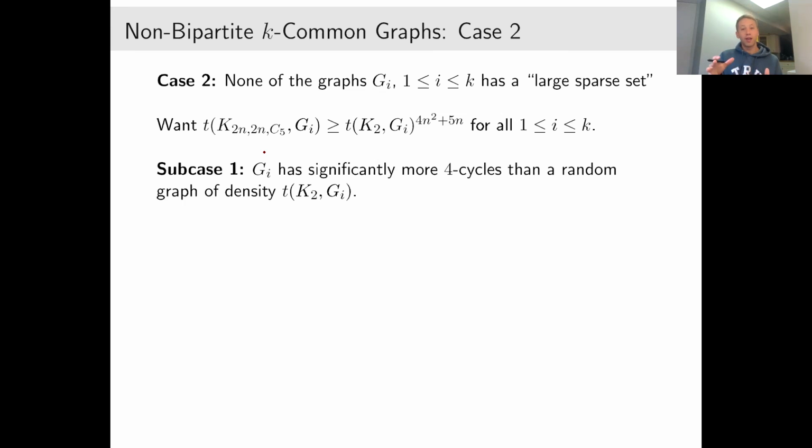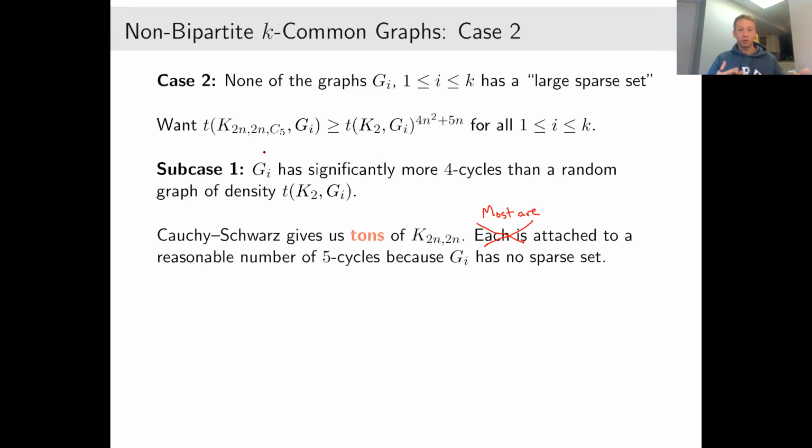So if you have a large number of 4-cycles, just using a simple Cauchy-Schwarz argument, you can get a lot of copies of K_{2n,2n}, because this large number of 4-cycles amplifies when you deal with a bigger complete bipartite graph. And here's the vague intuition about how to deal with this case: most of these K_{2n,2n}'s should be attached to a fairly large number of 5-cycles. I mean, most of the vertices in most of these K_{2n,2n}'s.